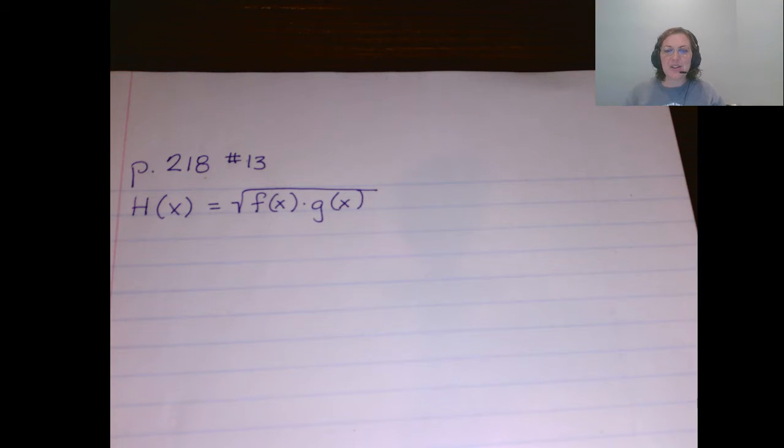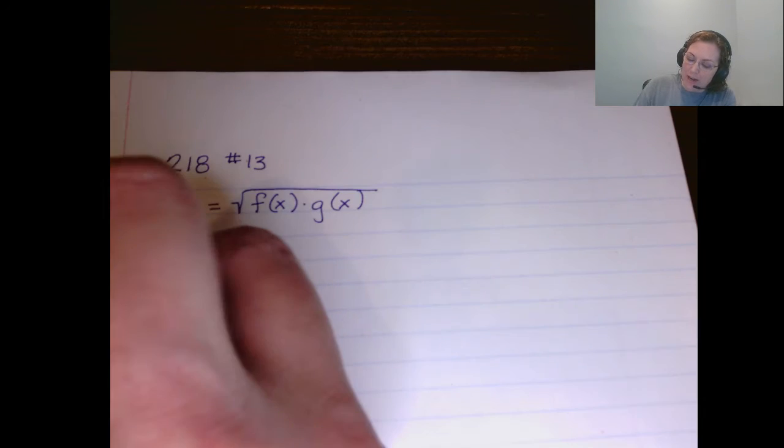Hi there. Let's take a look at the homework problems that we had. Page 218, we'll begin with number 13. We're told that h of x equals the square root of f of x times g of x. So I see a chain rule going on here.